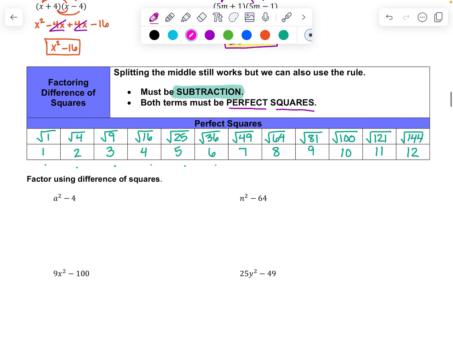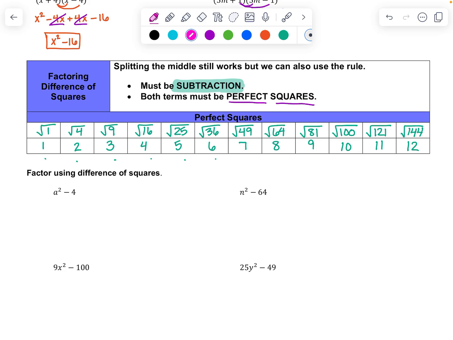Okay, so we have some perfect squares that we're going to use our difference of squares factoring method on. So the first thing I look at is I have 1a squared and negative 4. Or I see 1a squared and a subtraction sign, which is difference. And I see a 4. Well, I know that 1 is a perfect square and 4 is a perfect square because they're both up here. So I know I can use difference of squares because I also have subtraction, which means difference. Okay?